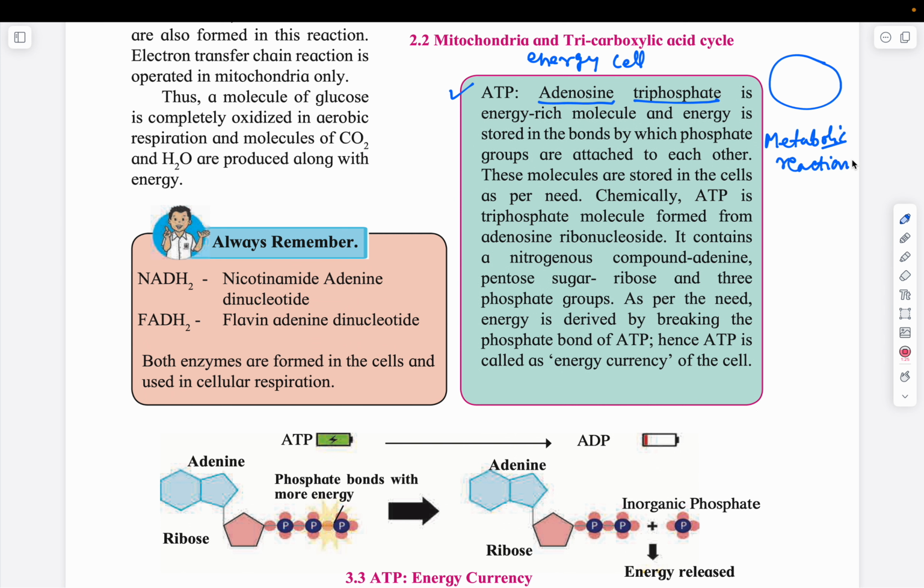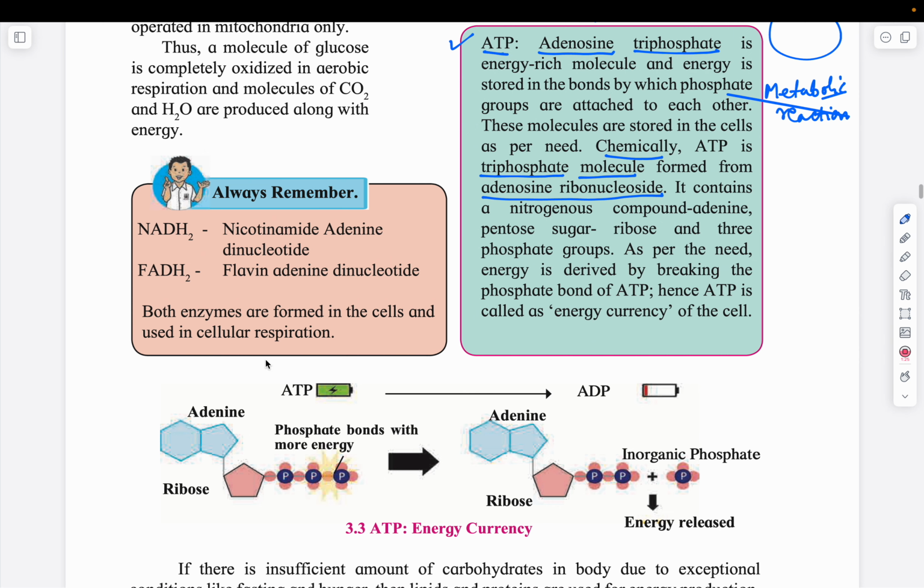I mean the chemical reactions which are taking place within the cell, they need energy, right? That energy is provided by ATP. That's why it is known as the energy currency of the cell. Chemically, if you look at the structure of ATP, it is a triphosphate molecule which is formed from adenosine ribonucleoside, right? So you can look at the structure now.